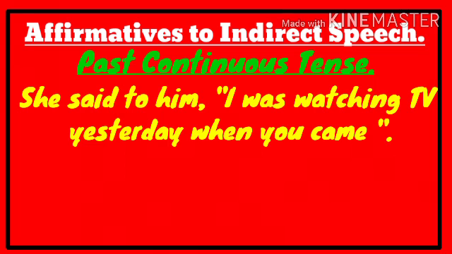I was watching is past continuous, which changes to past perfect continuous, that is I had been watching. You came is in simple past tense, which changes to past perfect, that is you had come. Then we have to change the pronouns. There are two pronouns to change. First one is I in "I was watching". I is first person, so it depends upon the subject, that is she. Next one is you in "you came". You is second person, so it depends upon the object. The object is him. Understood?